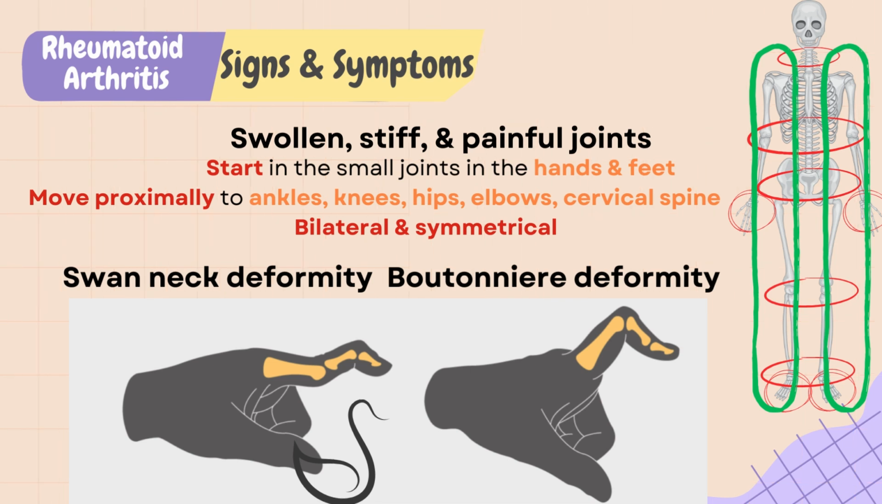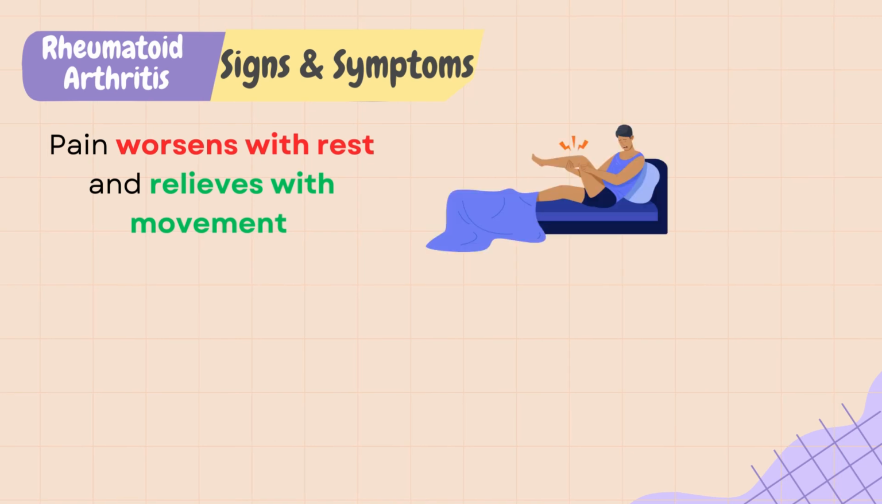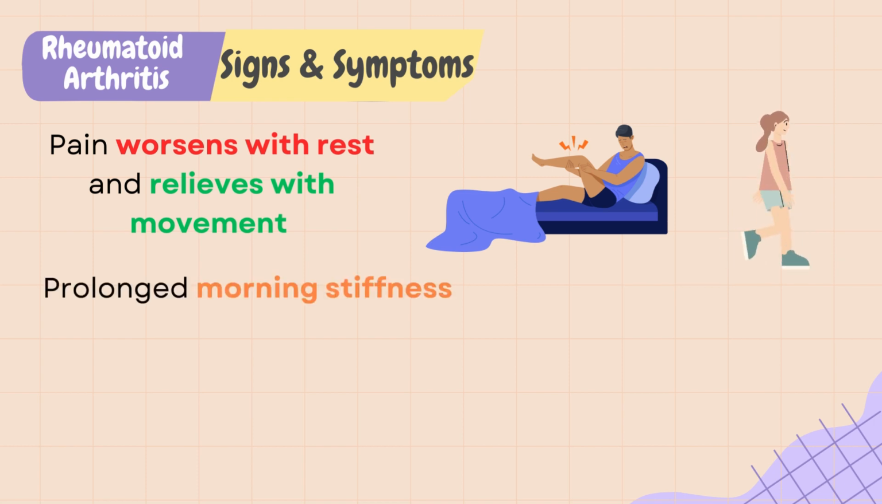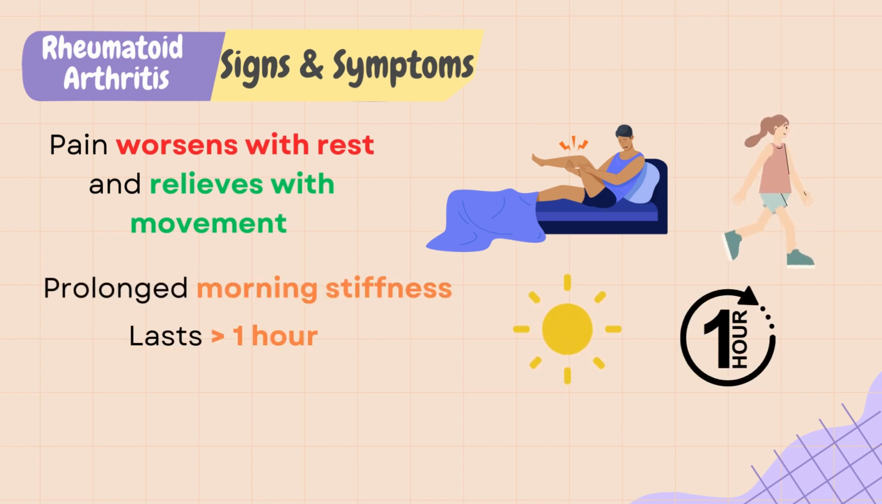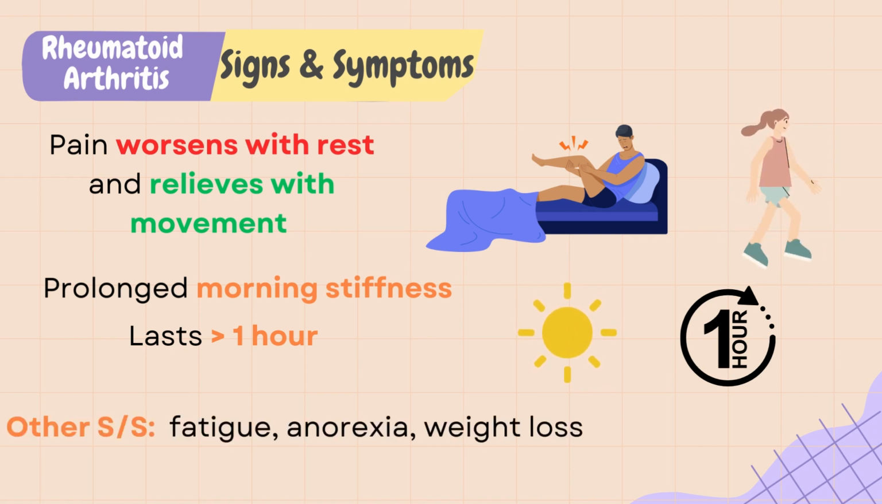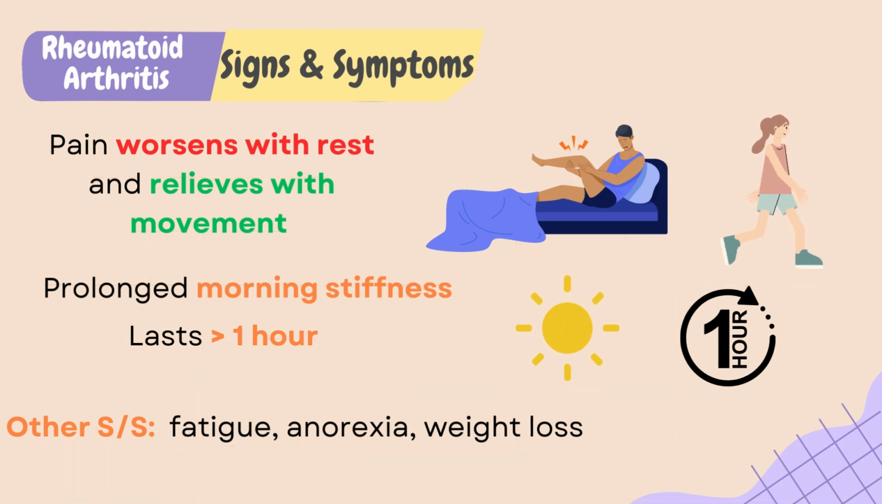Another unique feature of RA is that the pain worsens with rest and relieves with movement, because movement helps to prevent stiffness of the joints. So remember this for exams. Patients with RA usually have prolonged morning joint stiffness that lasts for more than an hour after waking up in the morning. Other signs and symptoms include fatigue, anorexia, and weight loss due to systemic inflammation.